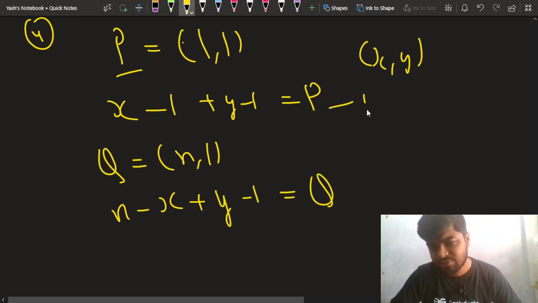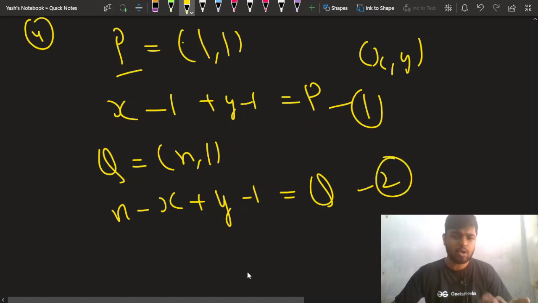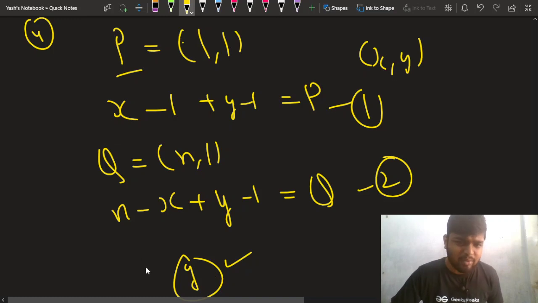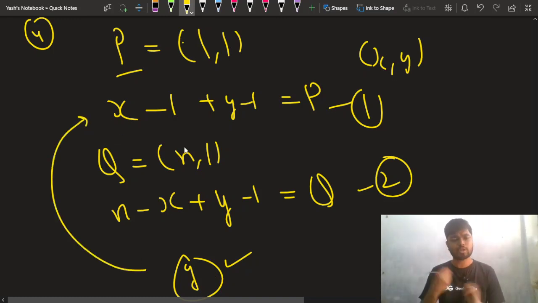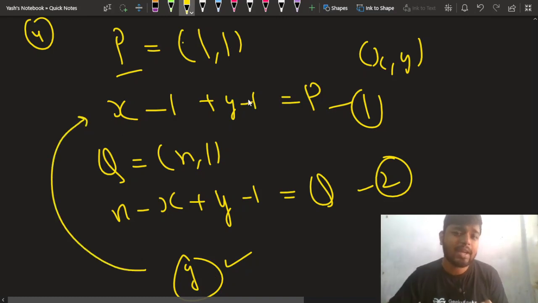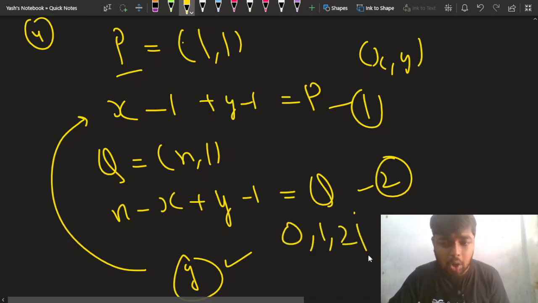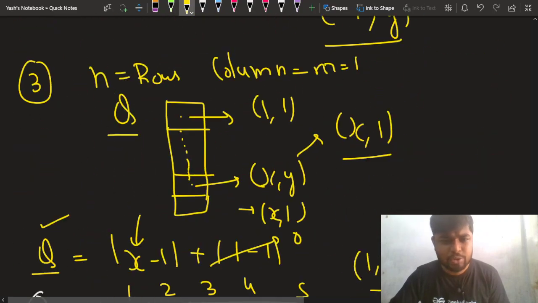Okay, you have this equation first and this equation 2, then you add these equations and you get the value of y. Once you get the value of y, you put this into the first equation and you'll be able to get the second. So the answer for this question can be either 0, 1 or 2, and we have discussed all the cases. Let me show you the graph part for this.